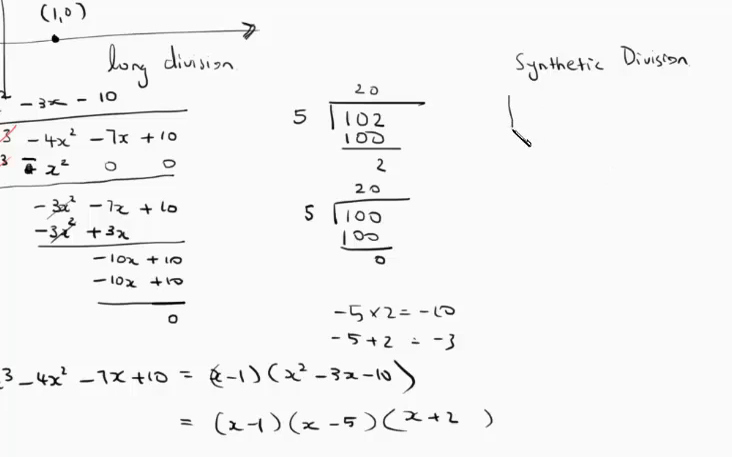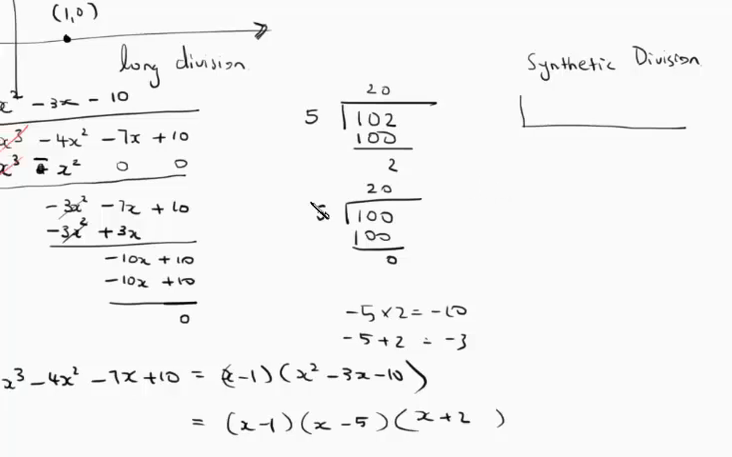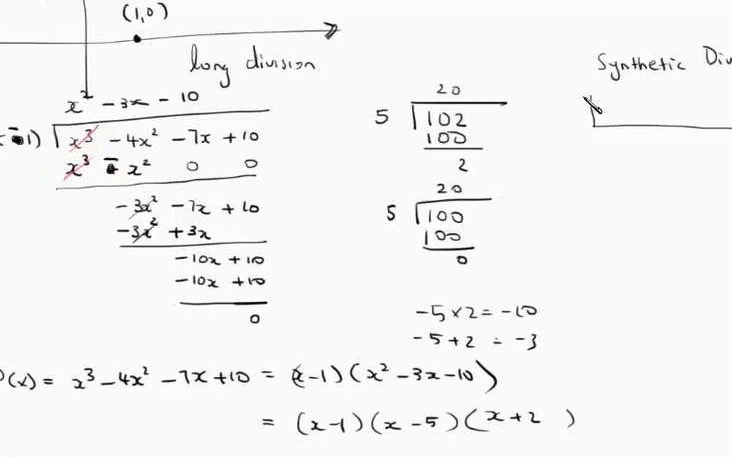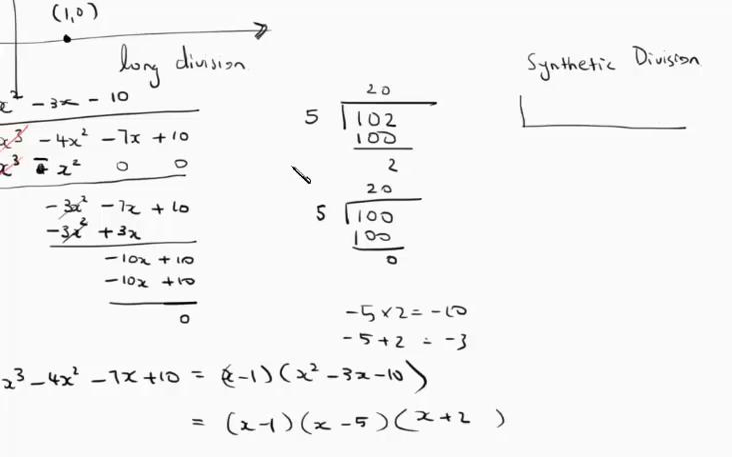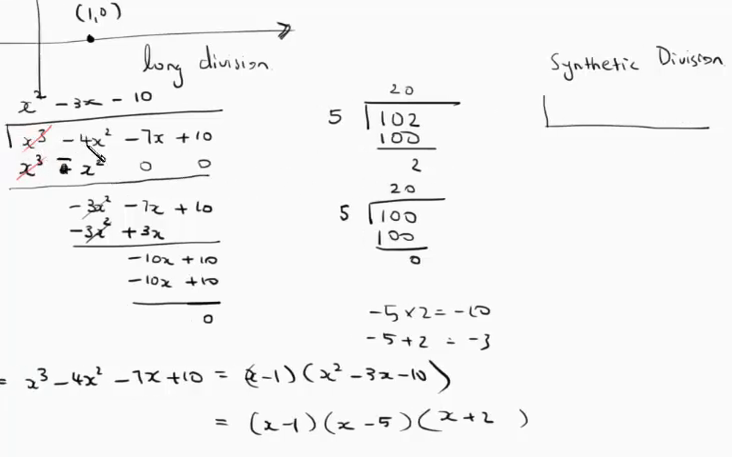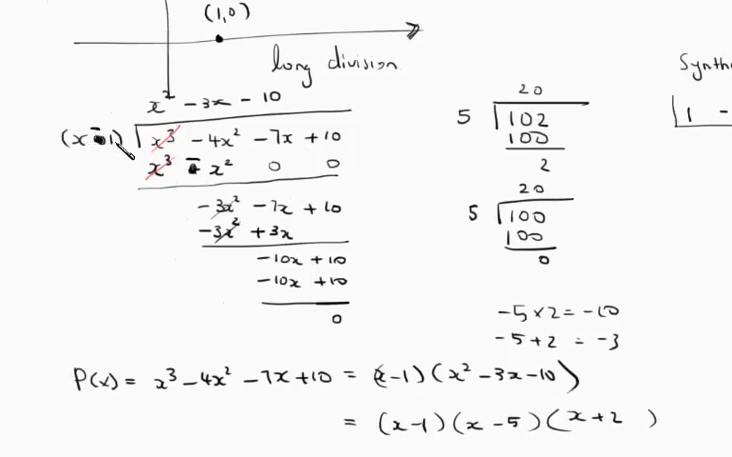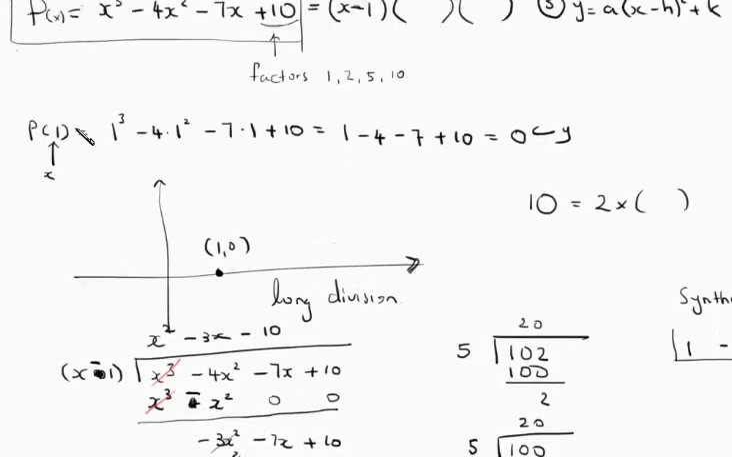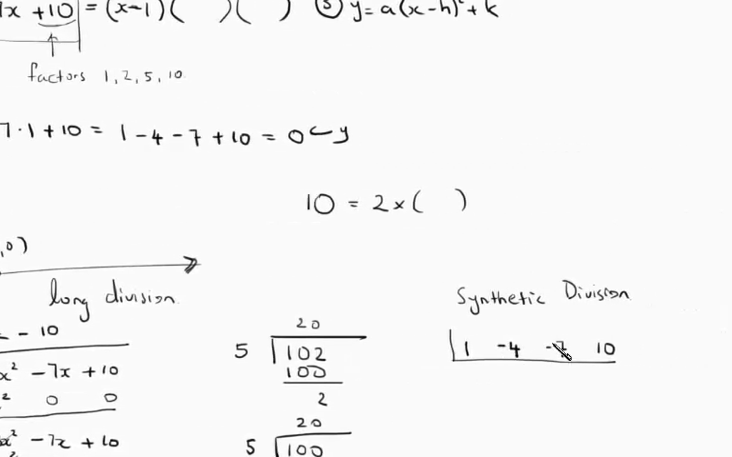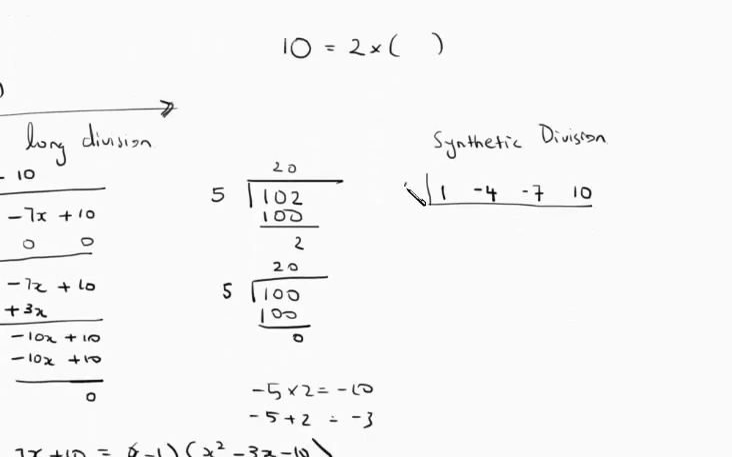All you have to do, so instead of writing your box like this, you put the line under, and all you have to do is just take the coefficients of these numbers. So this is a 1, minus 4, minus 7, and 10, right? And all you have to do is, this is x minus 1, but when you plugged in 1, then you got 0. So all you have to do is place 1 here instead of negative 1, okay? Now here's the method, so it's going to be quite interesting.